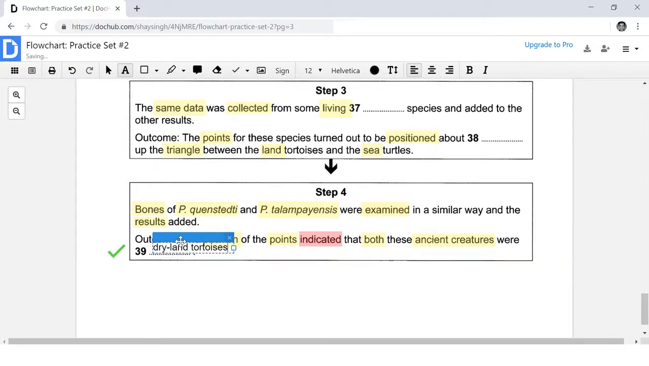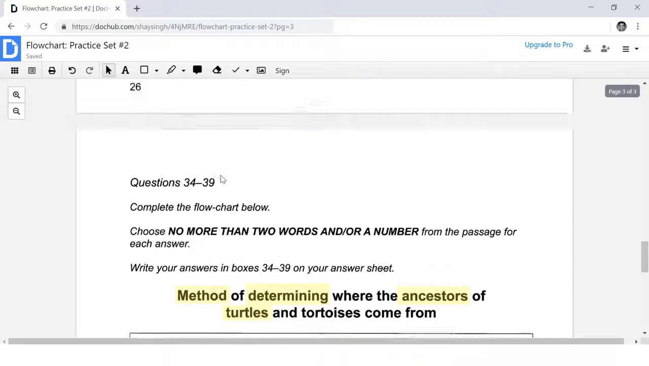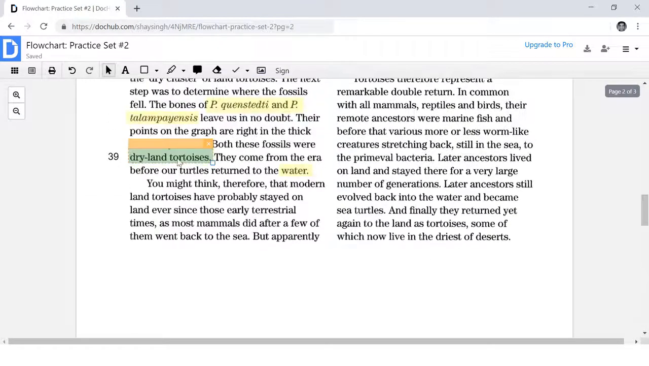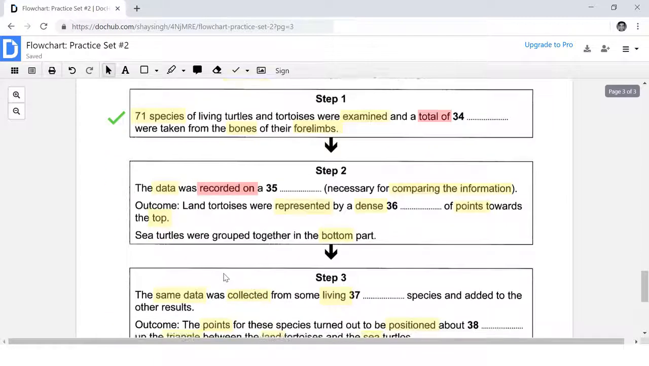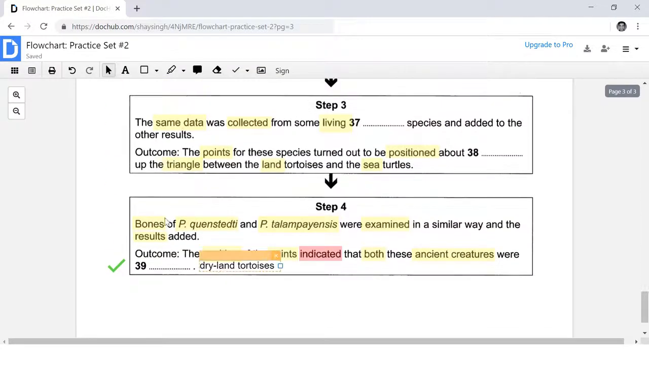I think it was tortoises. I think it was plural. Always be sure to write your answer in exactly the same form as it appears over here. Okay, don't take any chances with that. Great, so that is our answer for that.